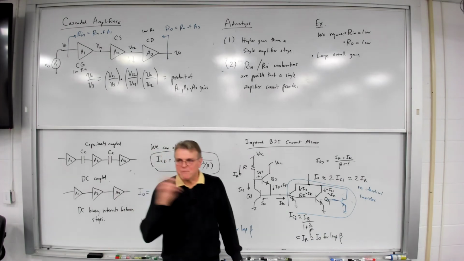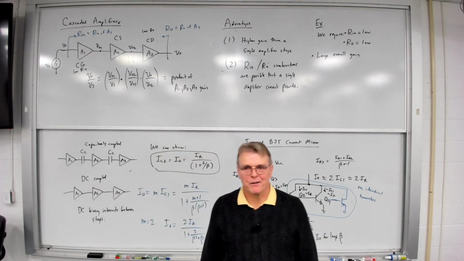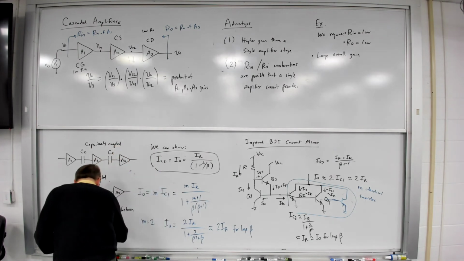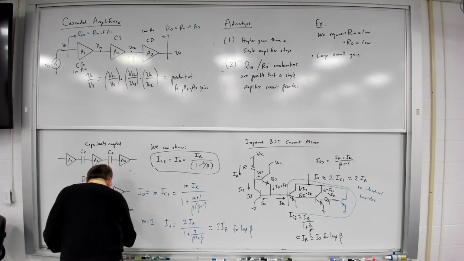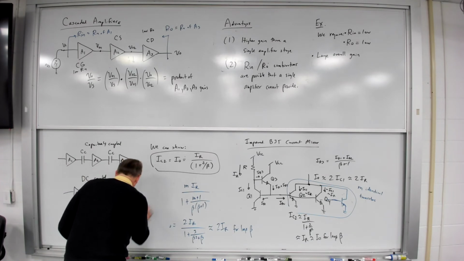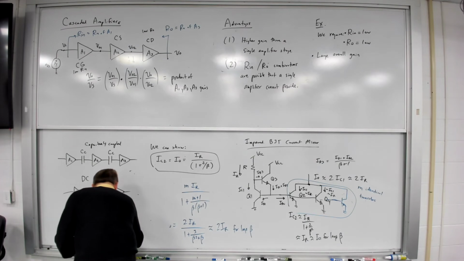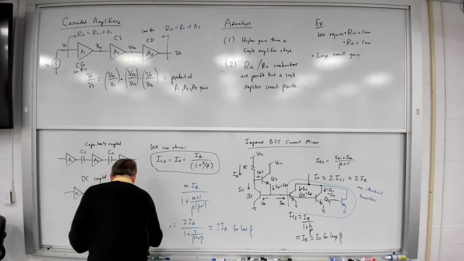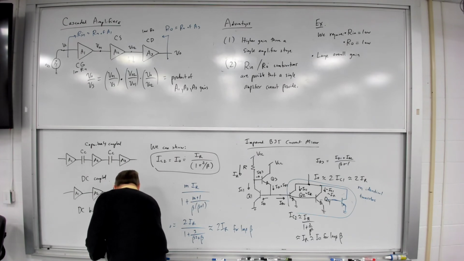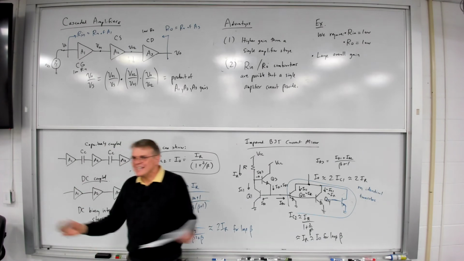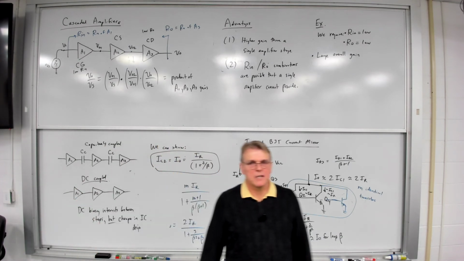But what's the advantage of connecting them together? It's cheaper, no capacitors. So DC coupled, and we've already talked about this, DC coupled is the way to go in IC design.